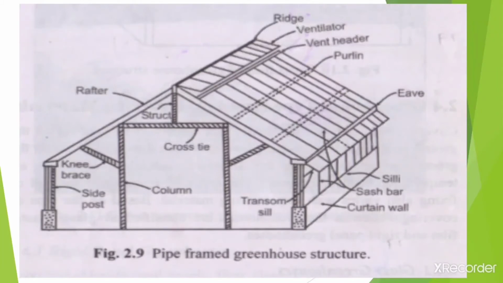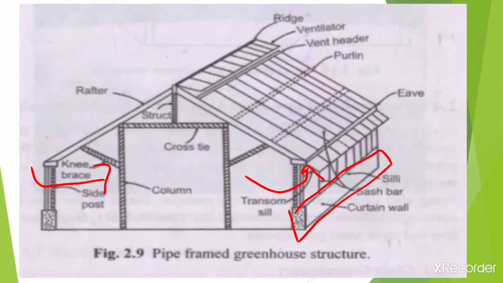Now again there are some different types of components. Here is the knee brace, which is also used to support the roof or the structure. Next here is the curtain wall. Then this is the transom sill. Transom sill means a transverse horizontal structural beam, which is also used to support the roof. Then here the ventilator, then the ventilator head, etc.